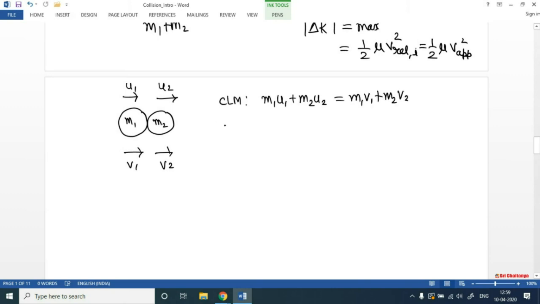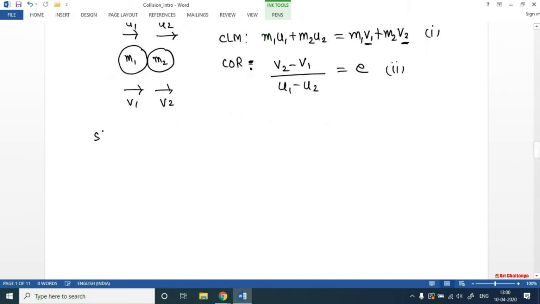And the other equation will be for coefficient of restitution, that is velocity of separation divided by velocity of approach is equal to E. So here velocity of separation would be v2 minus v1, and velocity of approach would be u1 minus u2, and that will be equal to the coefficient of restitution. So this is equation number 1, and this is equation number 2. We have two unknowns over here and two equations, so we can definitely solve for v1 and v2. A few special cases interest us.